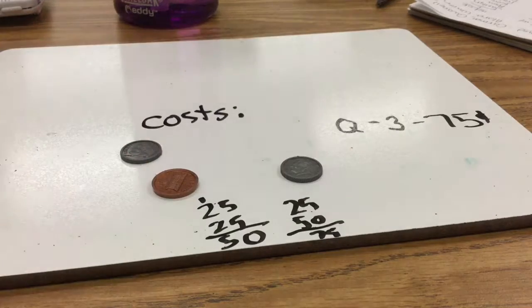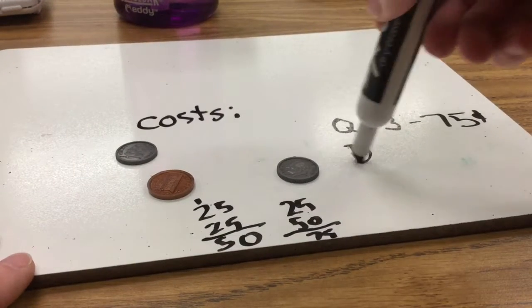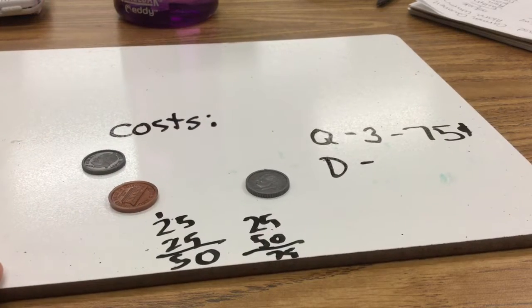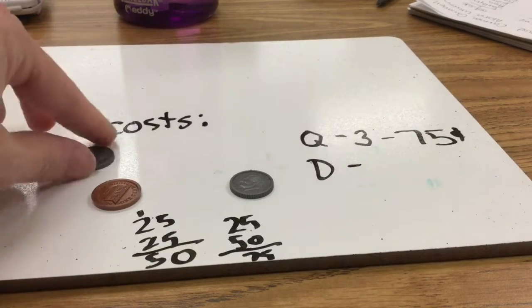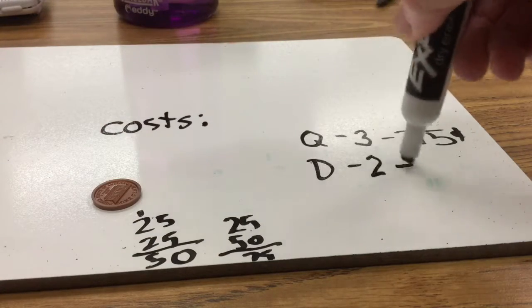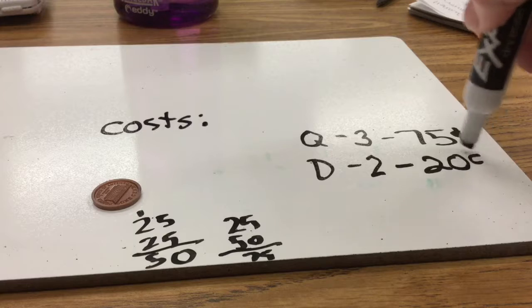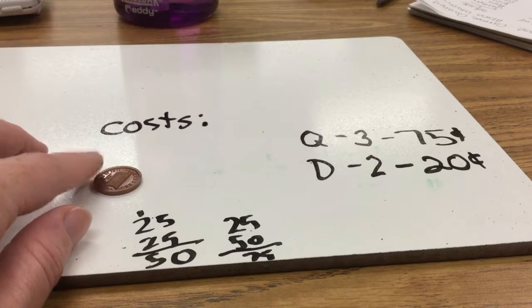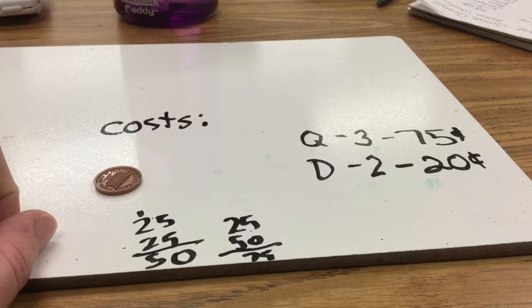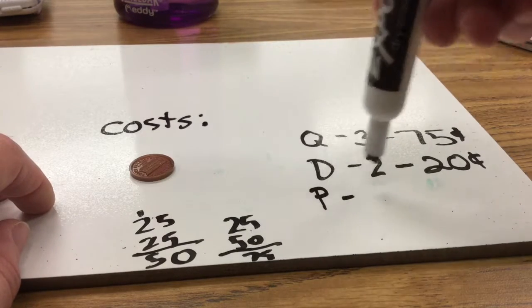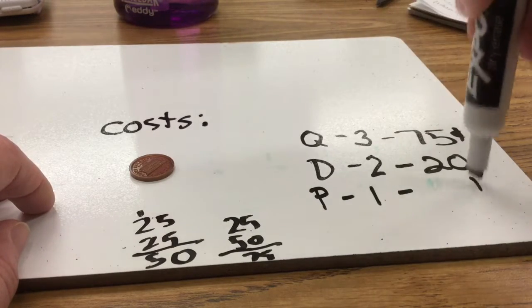Next biggest value is a dime. And dime, dime, little and thin. I remember you're worth 10. I have 1, 2 dimes. So 2 dimes, 10 cents each is 20 cents. Do I have any nickels? Nickel, nickel, thick and fat. You're worth 5. I know that. I don't have any of those. So I'm going to go to my penny. My penny, I have 1, so that's 1 cent.